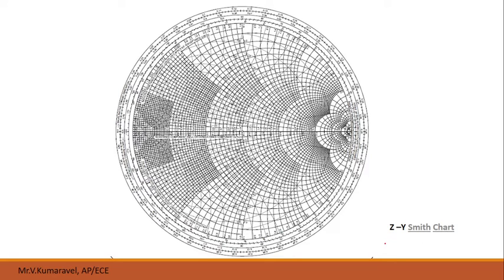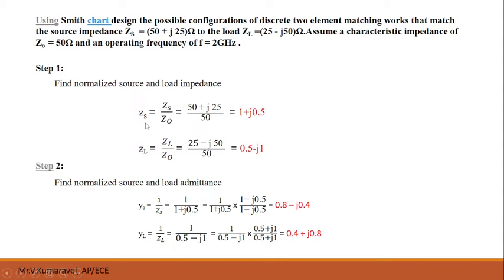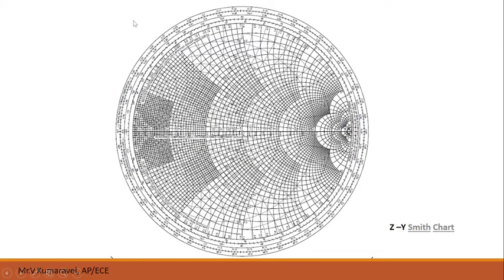So now we will use the ZY Smith chart to find the matching network. Let's proceed to step 3. Step 3 is plotting the constant resistance and conductance circles that pass through the point of normalized source impedance. We already calculated the normalized source impedance, which is 1 plus J 0.5. So let us go to the ZY Smith chart.